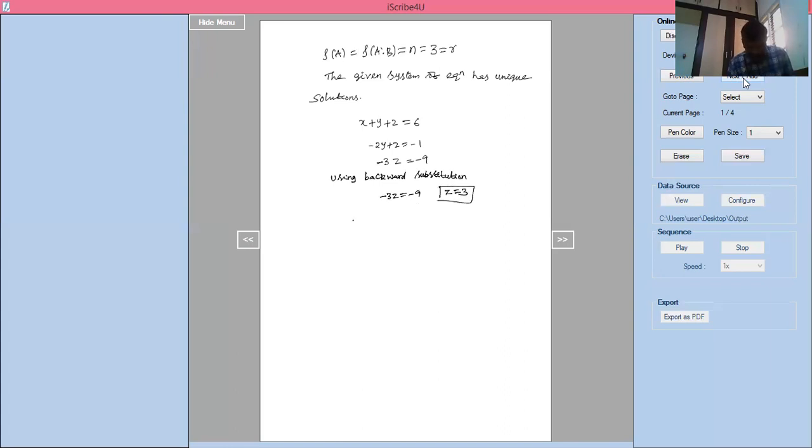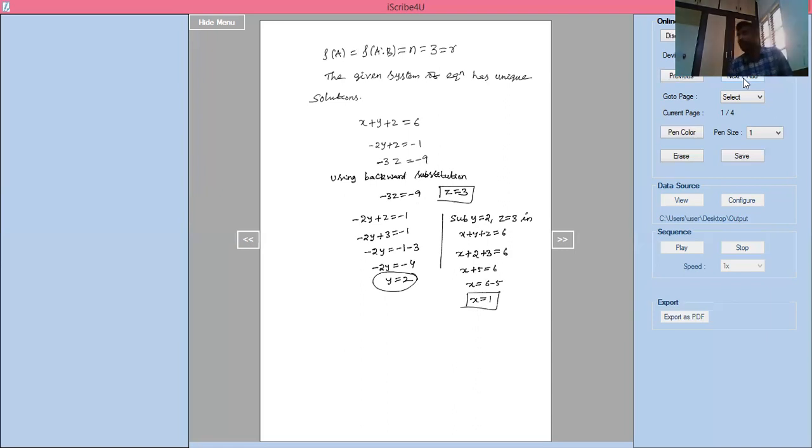Similarly, minus 2y plus z equal to minus 1, so minus 2y plus 3 equal to minus 1, minus 2y equal to minus 1 minus 3, minus 2y equal to minus 4, y equal to 2. Next, substitute y equal to 2, z equal to 3 in x plus y plus z equal to 6. Then x plus 2 plus 3 equal to 6, x plus 5 equal to 6, x equal to 6 minus 5, so x equal to 1.